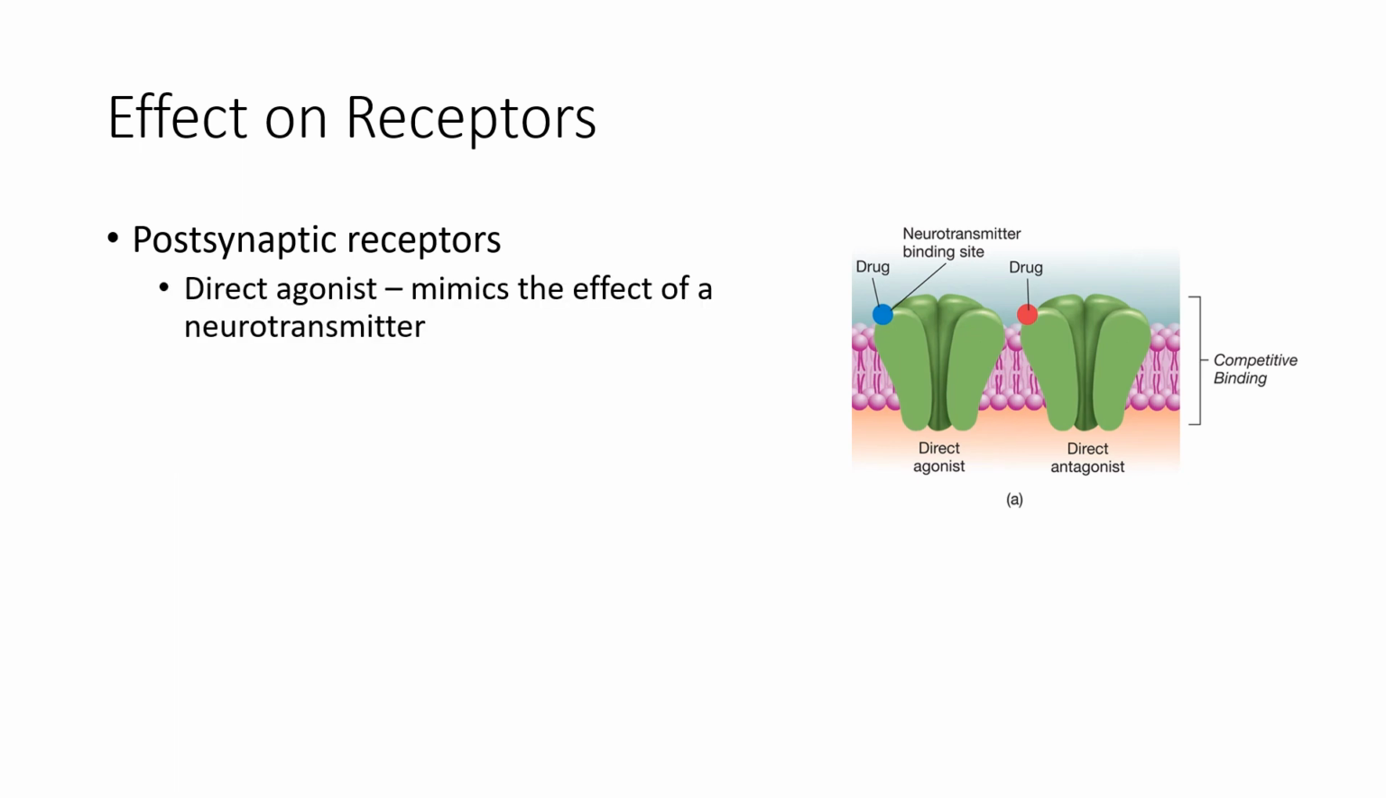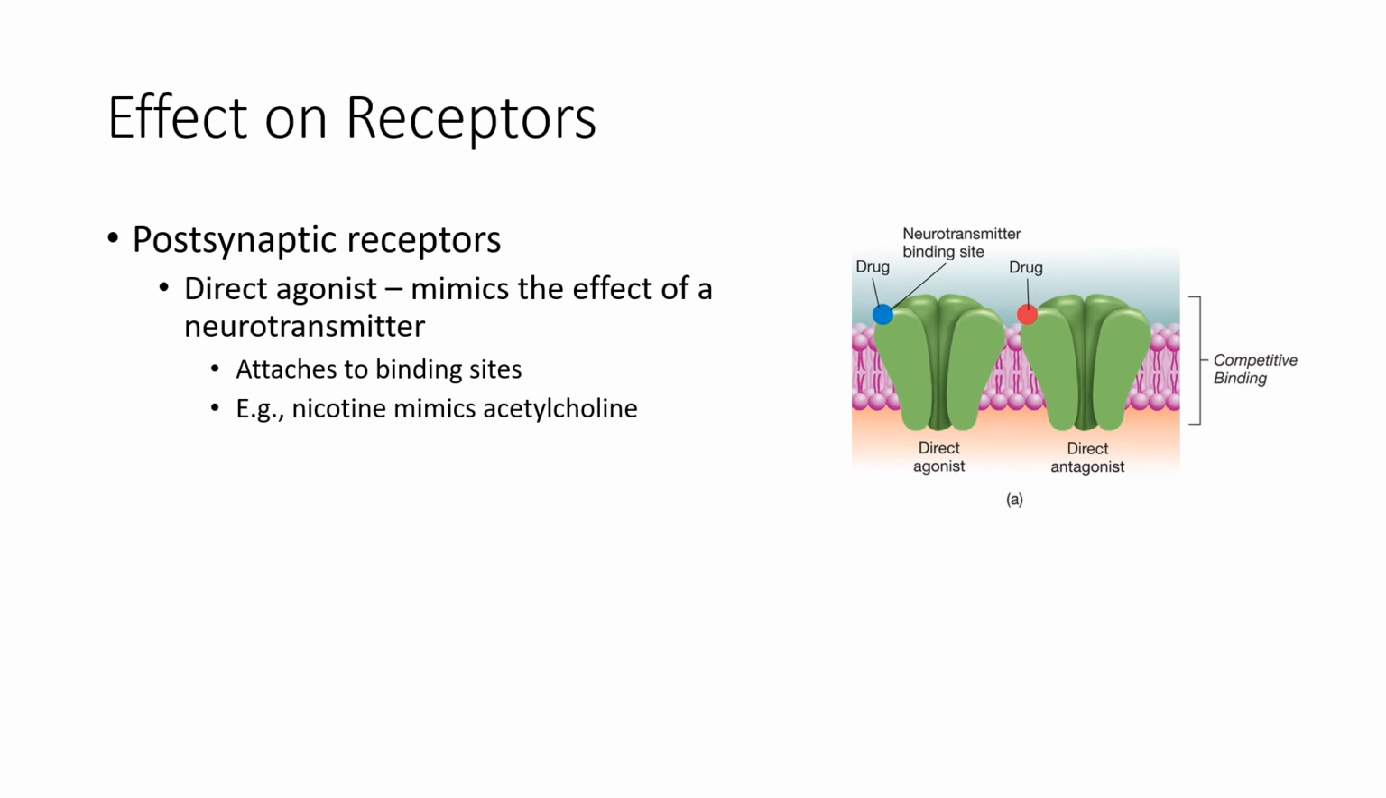So for example, we can have a drug that is a direct agonist. So what this is going to do is be excitatory. So if it is a direct agonist, what it's going to do is bind on the receptor site right where the actual neurotransmitter would bind. So instead of the neurotransmitter binding on this receptor site, the drug binds to the receptor site. And in this case, it's going to mimic the effect of the neurotransmitter. So it's going to, again, be excitatory and basically activate the neuron just as the neurotransmitter would.